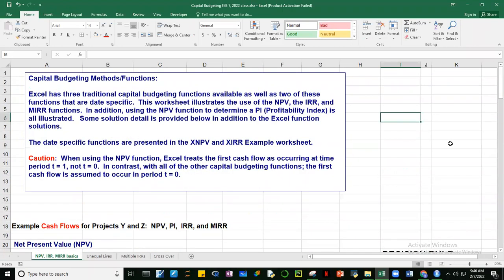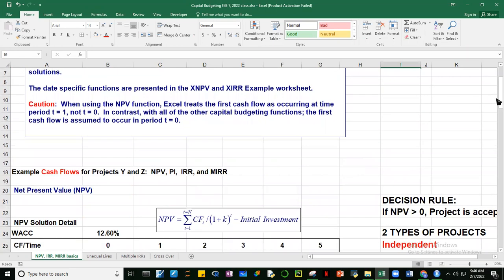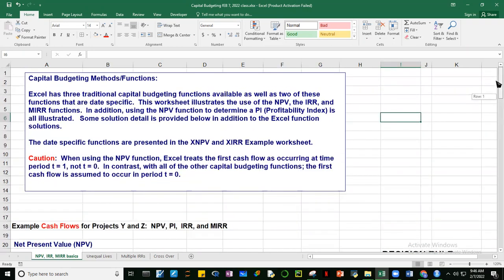Once you have it open, guys, could you kindly chat so that I know you already have access to the file? Let's start with the first worksheet, NPV, IRR, and MIRR basics.